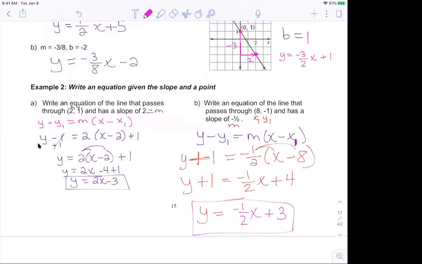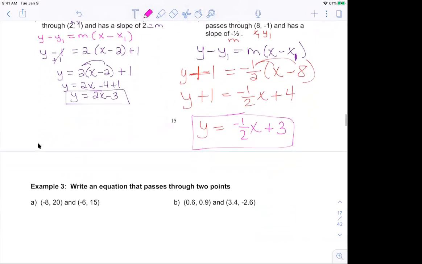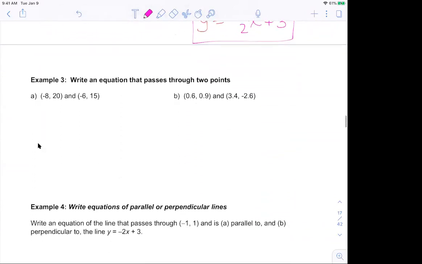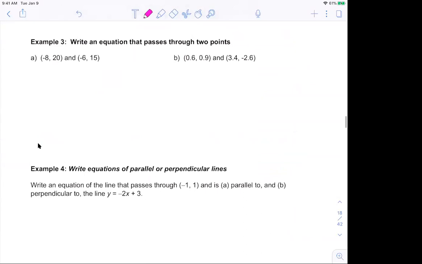Okay, so those would be two problems when you're given a point and a slope and we're trying to write the equation of a line. And we use point slope form. So the next pair of problems are pretty much an extension on that problem, except now we don't know the slope. So we have a value at negative 8, 20 and then another point at negative 6, 15. Our goal is to write an equation of a line that passes through these 2 points.